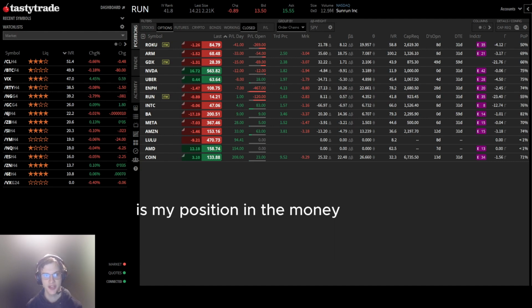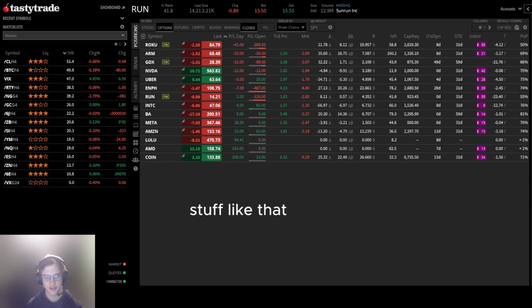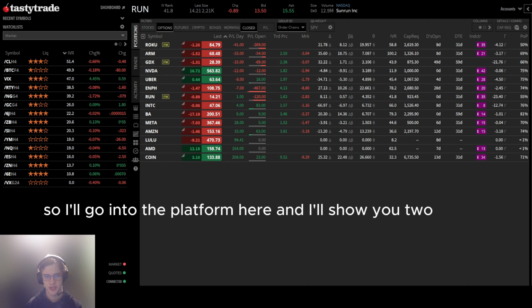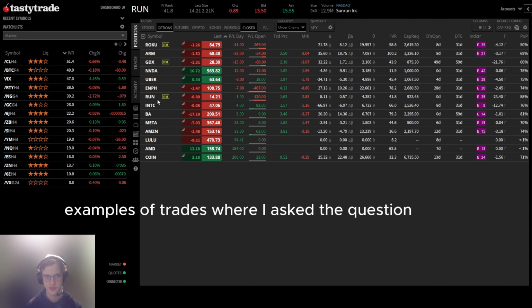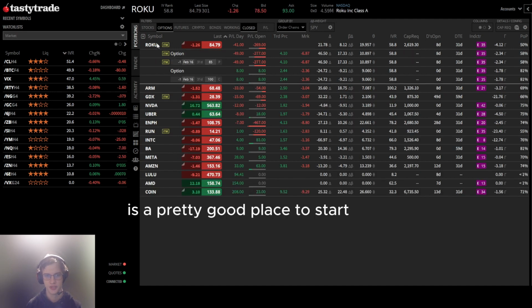Is my position in the money? How far in the money is it? Should I just close it and be done with it? Stuff like that. So I'll go into the platform here and I'll show you 2 examples of trades where I ask the question, what is my position like? And this in the money symbol is a pretty good place to start.